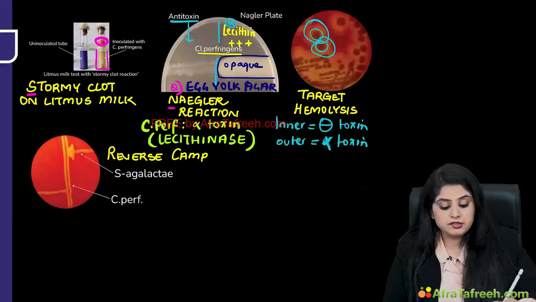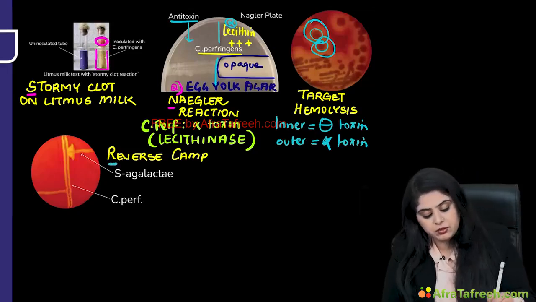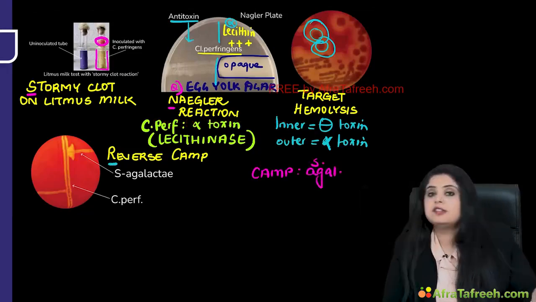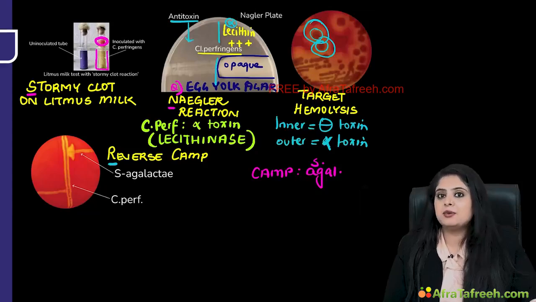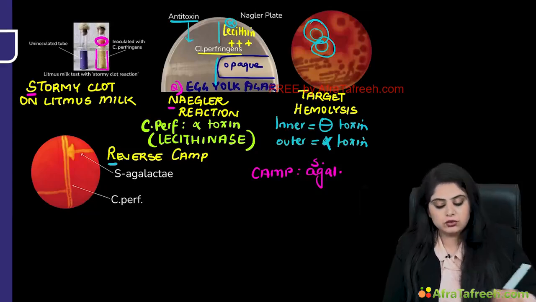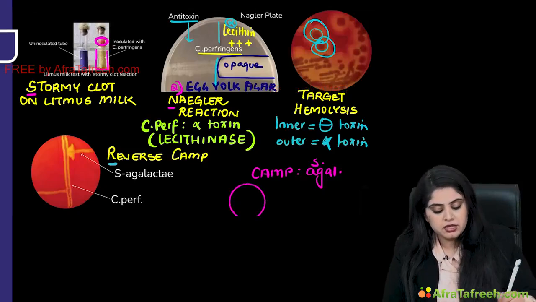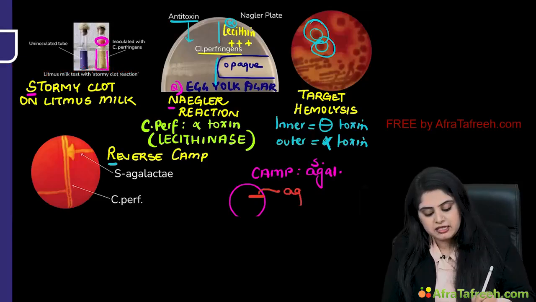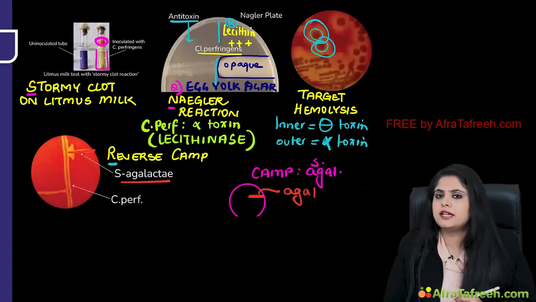Now I come to reverse CAMP test. First and foremost, you will have to recall for me, where was CAMP test? It was Streptococcus agalactiae, where the CAMP test was seen. So what was done there? Quickly make some diagram for me. Over here, you say the horizontal line was agalactiae. So in reverse CAMP test, over here also the horizontal line is agalactiae.